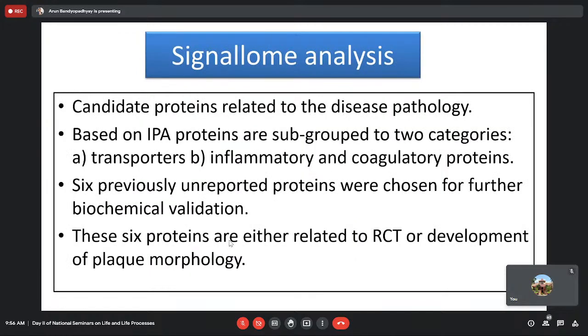We performed signalome analysis and also IPA analysis. IPA is a very powerful software for analyzing pathways, and we found that these proteins belong to transporters and inflammatory and coagulatory proteins. This is as per our hypothesis, that many proteins involved in the inflammatory pathway would be altered here. The 6 previously unreported proteins were chosen for further biochemical validation, and these 6 proteins are either related to RCT, reverse cholesterol transport, or to the development of plaque morphology. That's the reason we selected these 6 proteins.